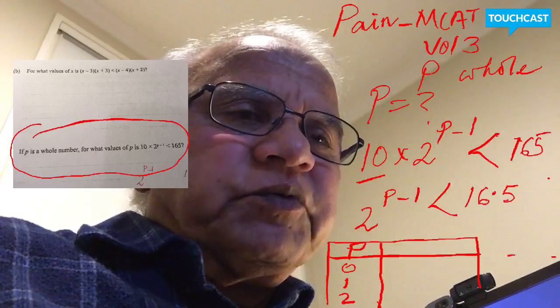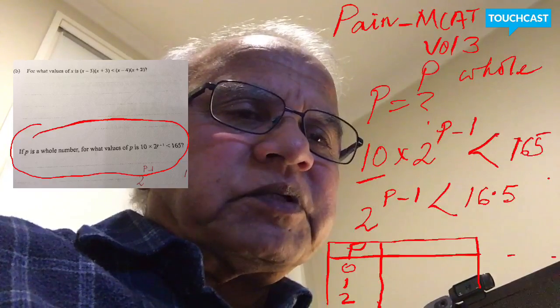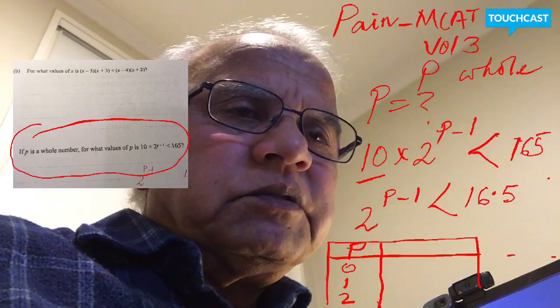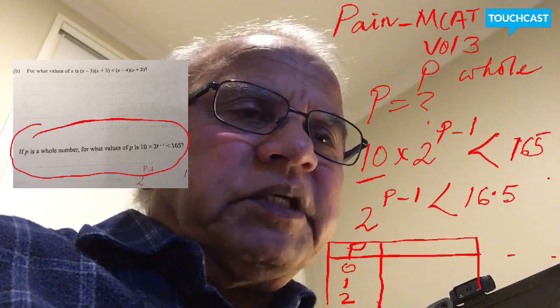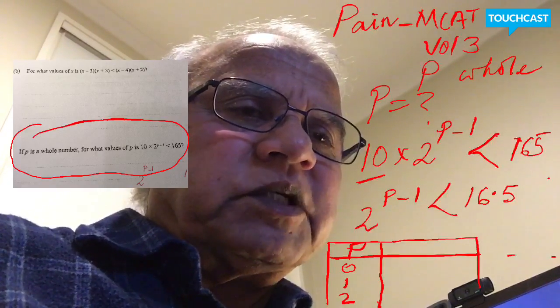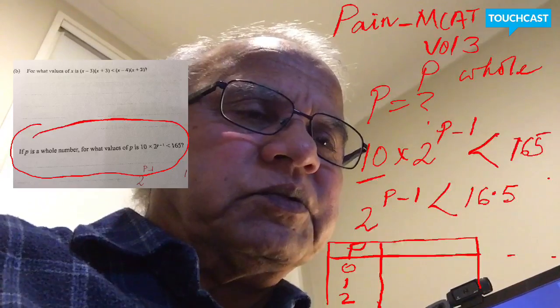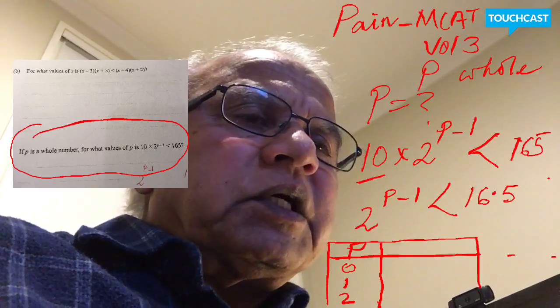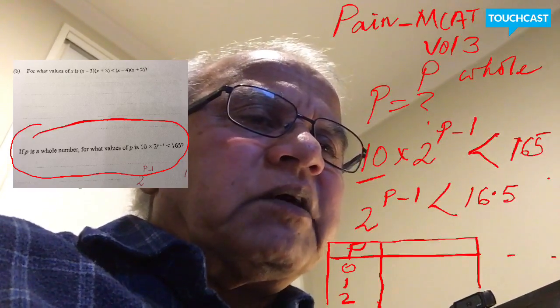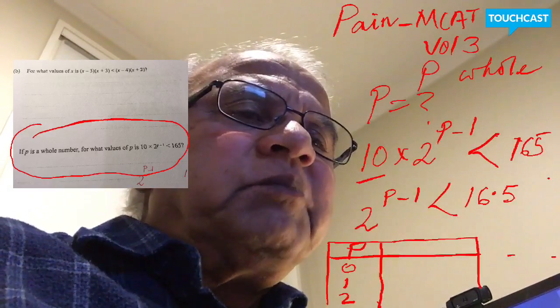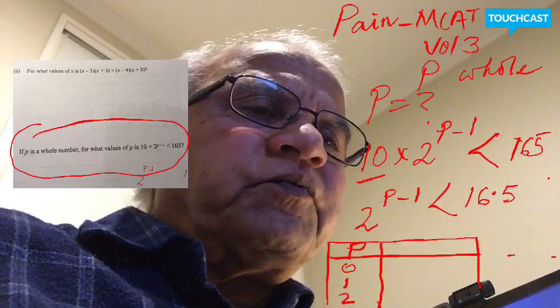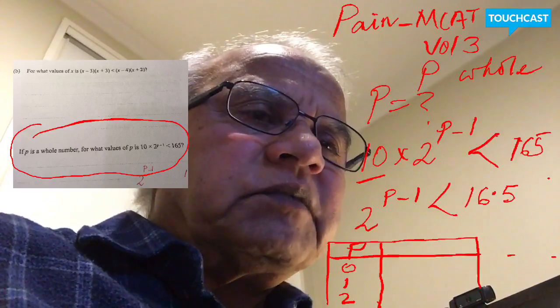And then if we can try P equals 2, so 2 minus 1 is 1, 2 to the power 1 is 2, and this is how, by trial and error process, we can come to certain kind of conclusion.